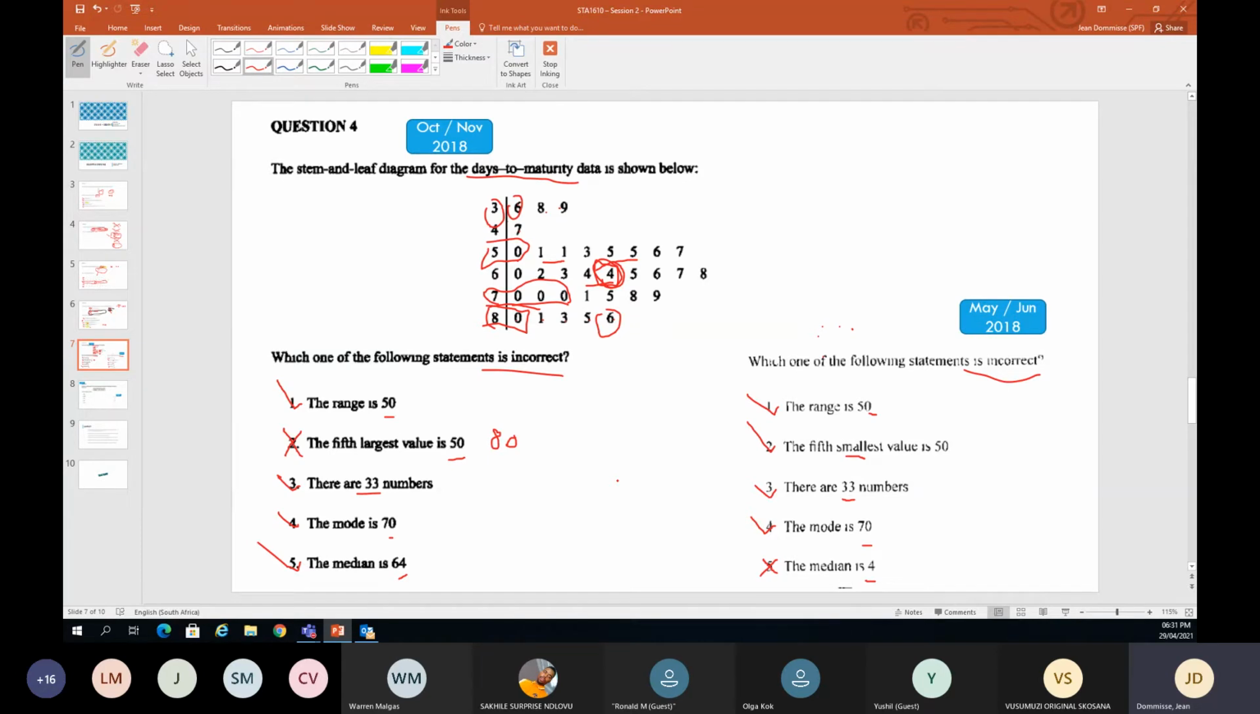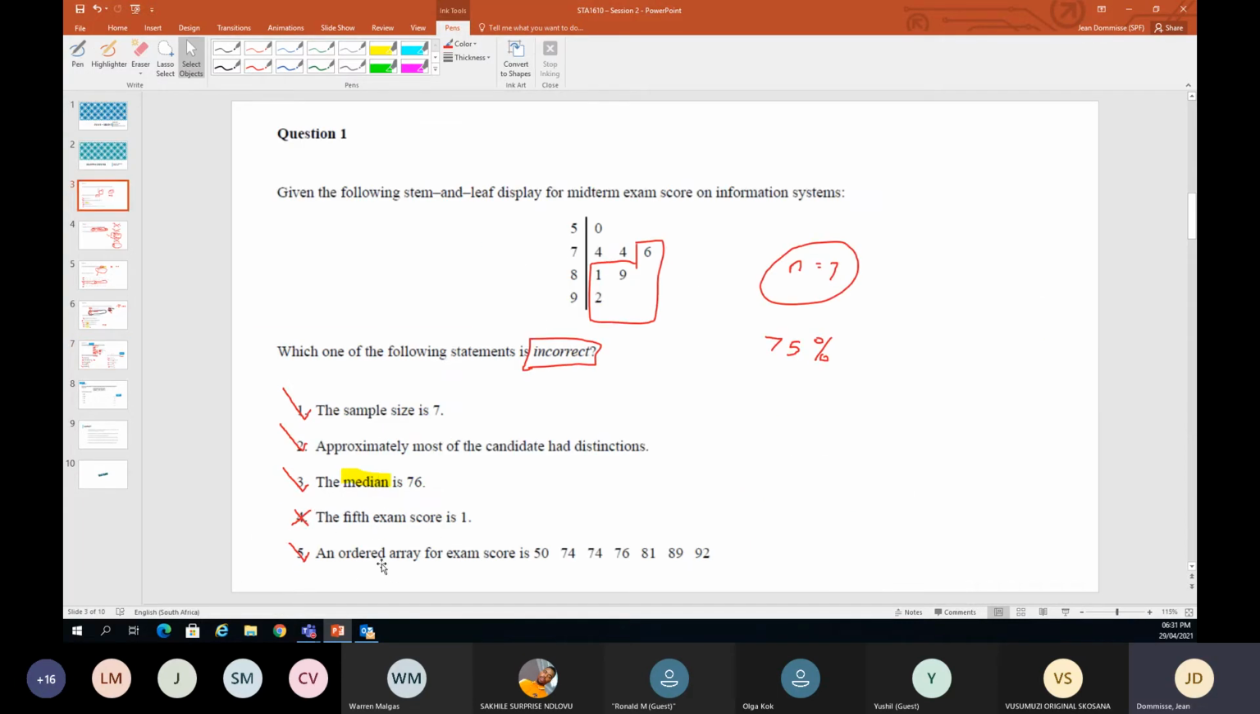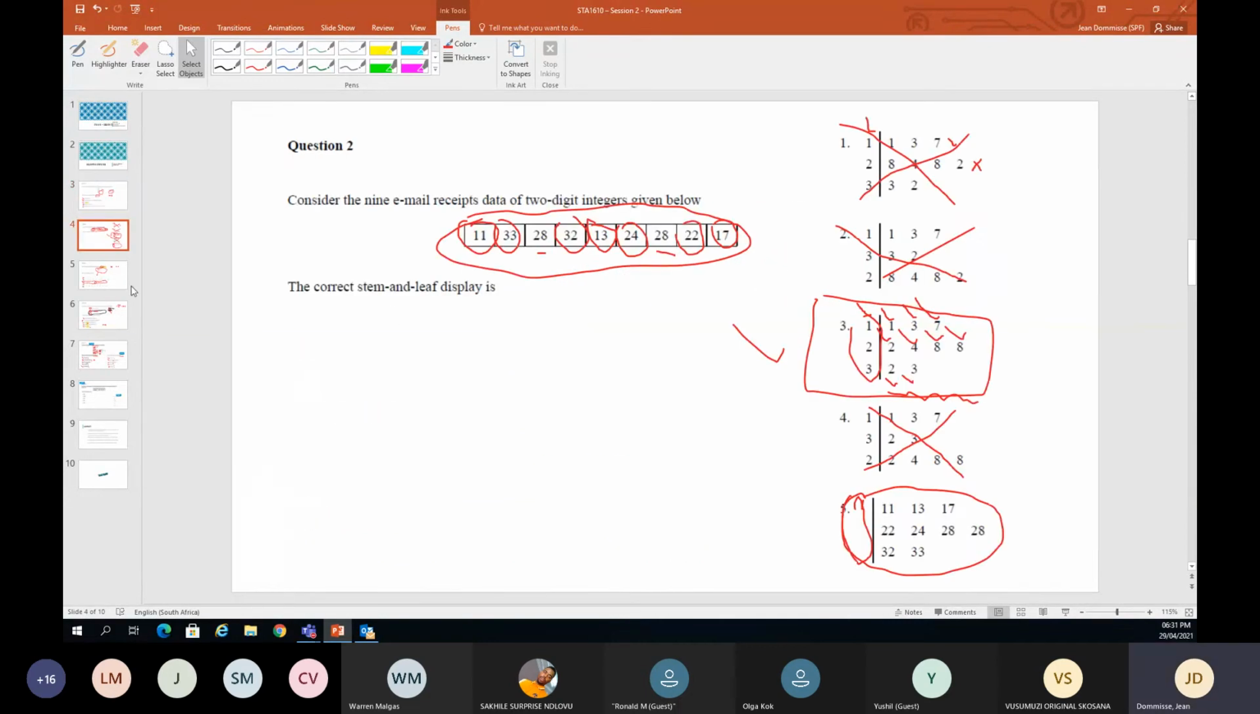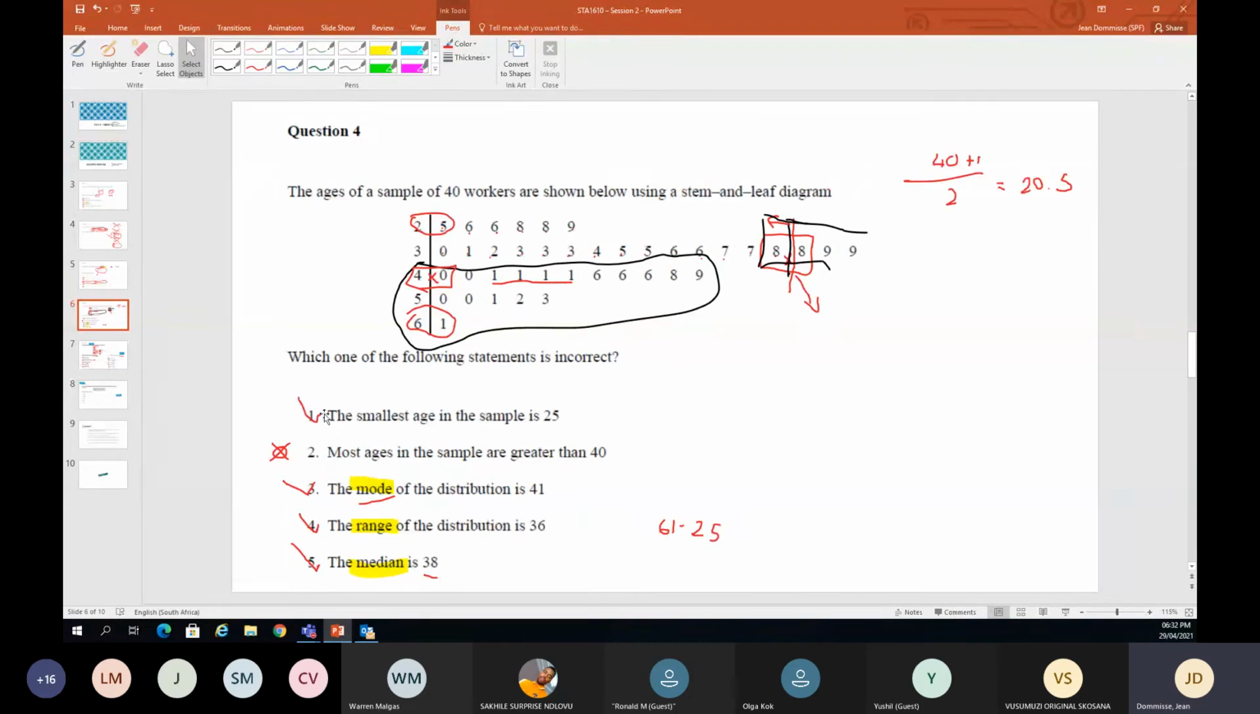Okay, so nearly what they can ask you on stem and leaf is about the minimum, about the maximum, about the range. They can ask you most of the values are above something, most of the values are below something. They can ask you the sample size, and then normally they can ask you the mode and the median. So let's quickly see what else was in there: smallest, most, mode, range, median.